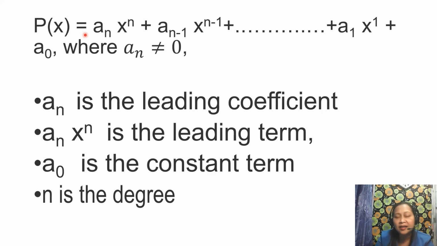Thus, p of x is equal to a sub n times x to the power of n plus a sub n minus 1 times x raised to the power of n minus 1 plus so on, plus a sub 1 times x raised to the power of 1 plus a sub 0, where a sub n is not equal to 0. A sub n is the leading coefficient, this one. A sub n times x to the power of n is the leading term, this one. A sub 0 is the constant term, it's this one, and n is the degree or the exponent.